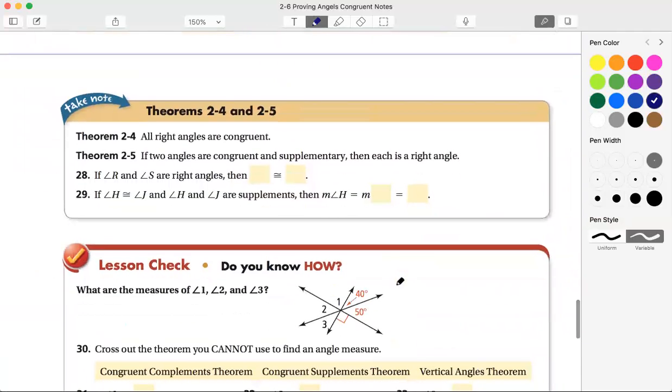Okay, so putting these together here, 4 and 5, all right angles are congruent. That's just a theorem we always know, all right angles are congruent. If 2 angles are congruent and supplementary, then each is a right angle. So if angles R and S are right angles, then angle R is congruent to angle S. If H is congruent to J and H and J are supplements, then the measure of angle H equals the measure of angle J, which equals 90.